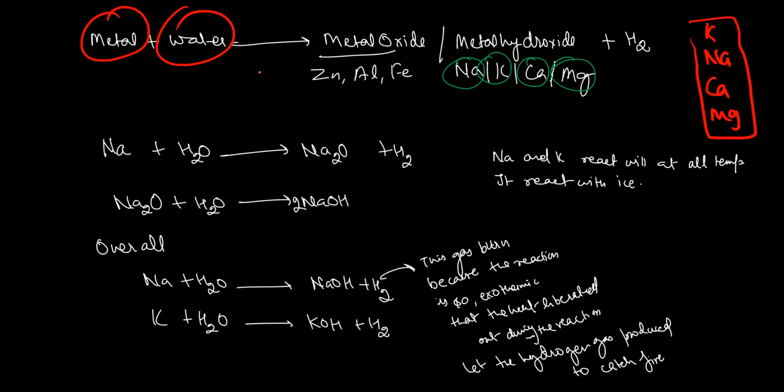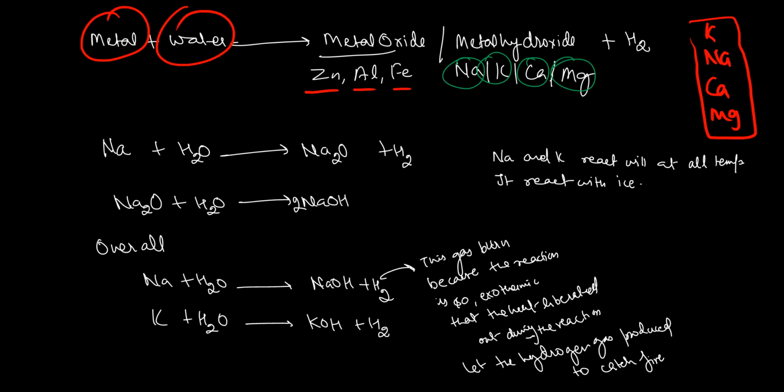when they react with water, they produce metal hydroxide. Sorry, instead of metal oxide, they produce metal hydroxide. Other metals like zinc, aluminium, iron don't produce metal hydroxide. Why? Let me explain to you why.